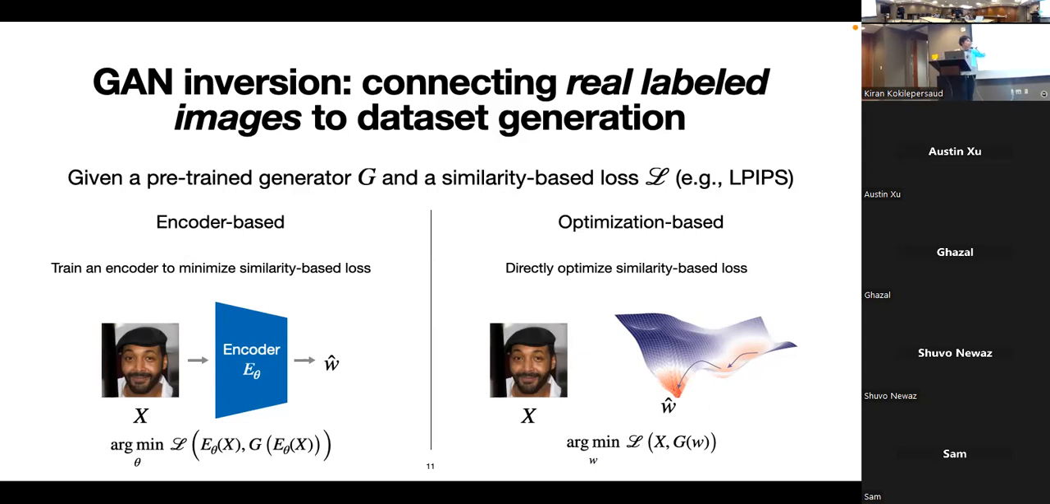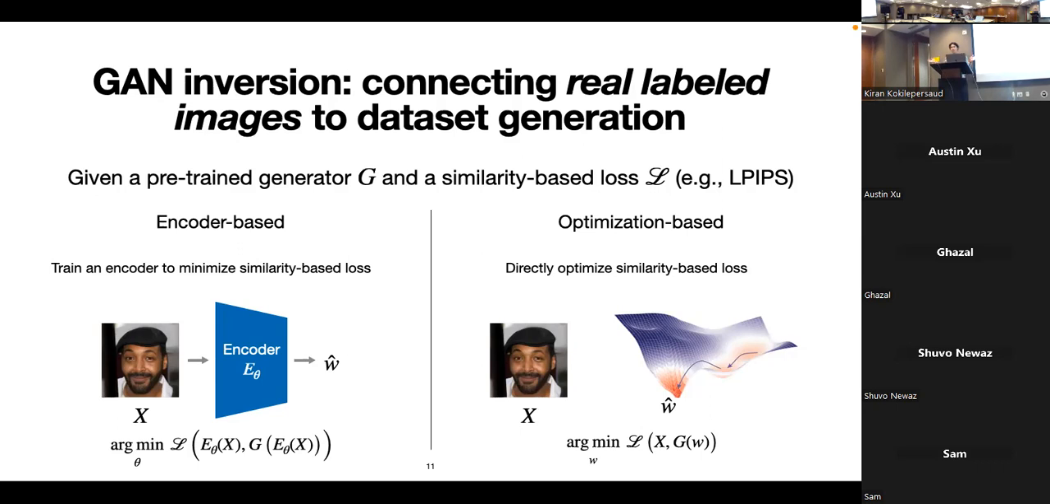And then there are optimization-based approaches. These will directly optimize a similarity-based loss. Essentially, you'll minimize the loss between the original image and the generator output for some latent code, and just find the code directly. The inference time of these methods is slow. You have to optimize each image individually, so of course, this takes a lot longer. But the advantage here is that typically your reconstruction quality will be better.